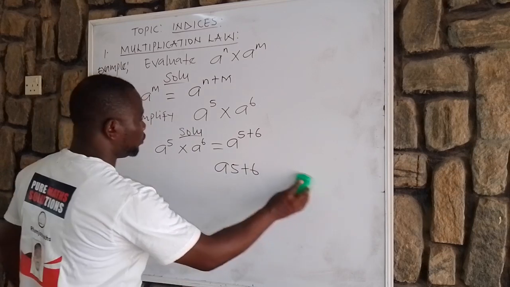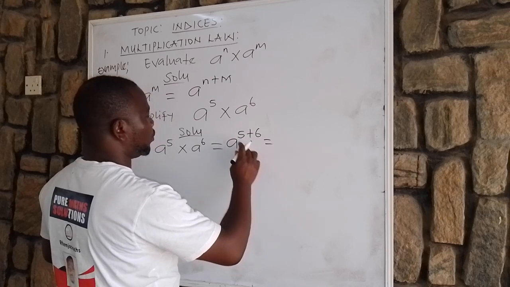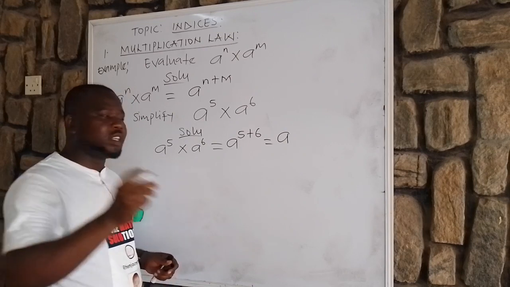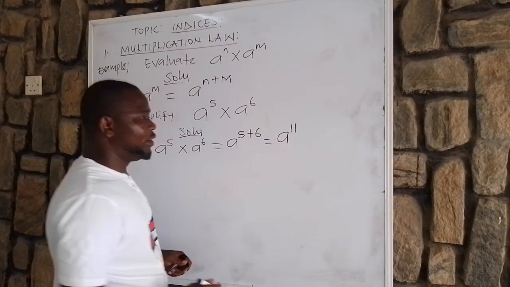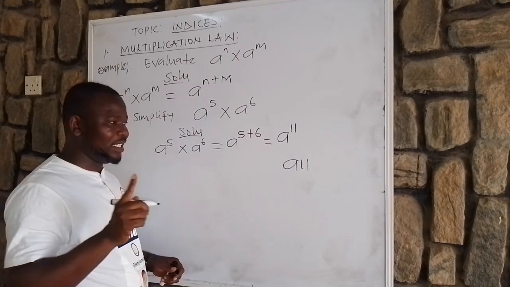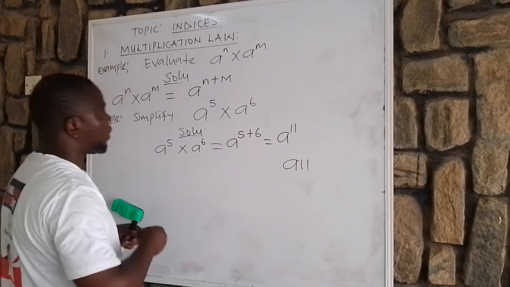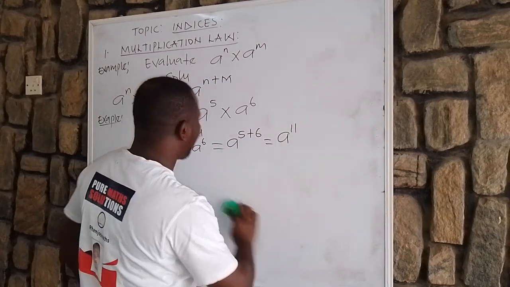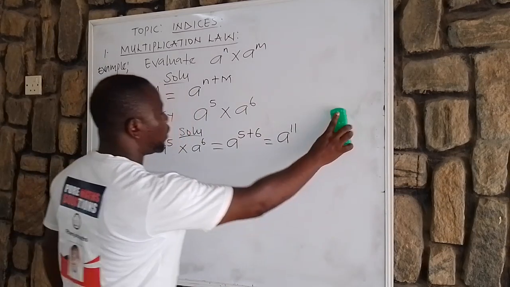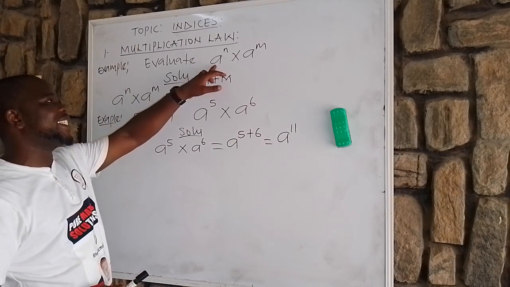So now you discover that we will add this to give us a raised to the power of what? 5 plus 6 will give us what? 11. Are you seeing it? I'm not writing it a11. This is a raised to power 11. Take note. So if you agree with me, that is the multiplication law. Mind you, in the multiplication law, you may not always see a.